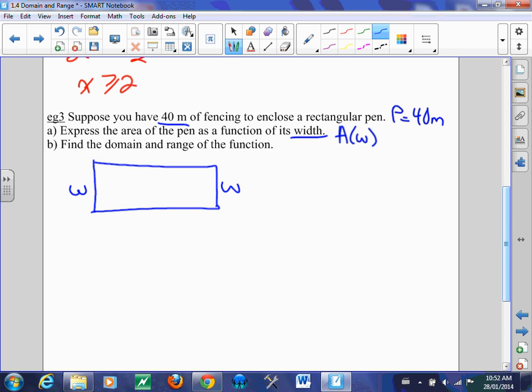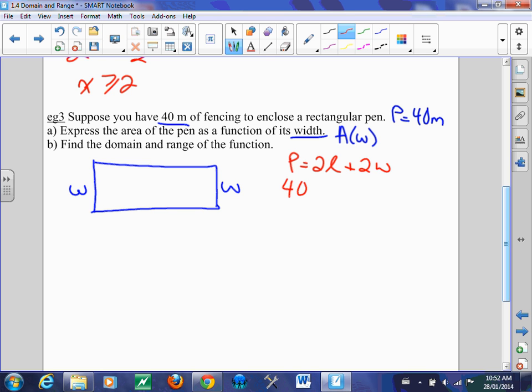But in order to solve for the area, we've got to keep one variable. So instead of using length and width, we're going to express length as a function of width. How do we do that? We're going to use our perimeter formula. What do we know? We know that P equals 2 lengths plus 2 widths. Everybody good with that? Let's sub in our 40.